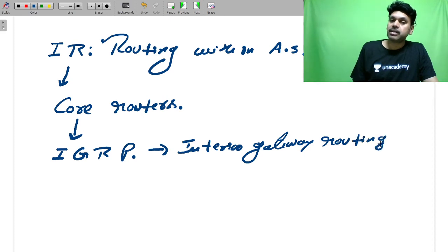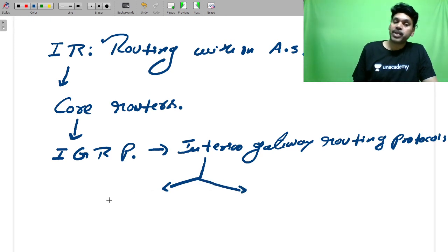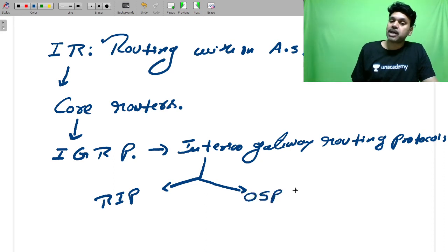Interior gateway routing protocol. Okay. What are interior gateway routing protocols? There are two famous protocols. One is Routing Information Protocol. The other one is Open Shortest Path First.